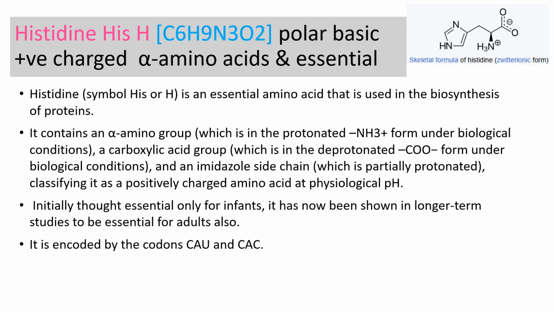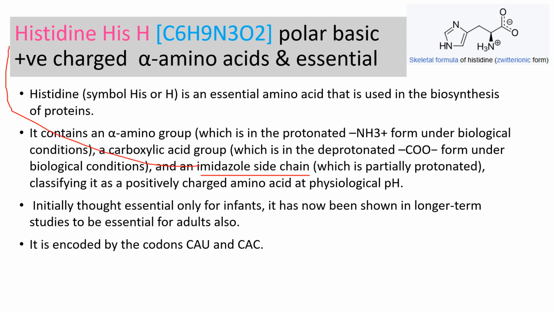Okay, so what is histidine? Histidine is His and H. All right, polar basic positively charged alpha amino acid, an essential. So histidine is an essential amino acid, an alpha amino acid that is used in biosynthesis of proteins. It has an amino group as protonated, a carboxyl group as deprotonated, and an imidazole side chain. So it has an imidazole side chain, right? So remember this side chain, and it will connect you to histidine.